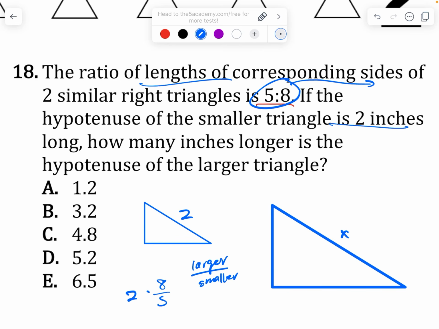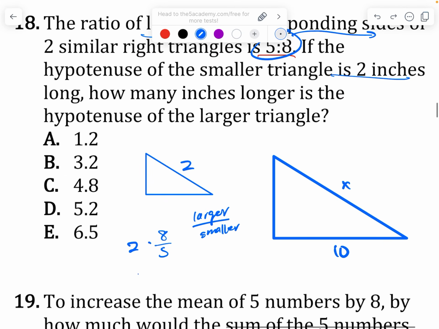But if I knew this was 10 and I was trying to figure out what's that same corresponding side length on the smaller triangle, I would do 10 times smaller number divided by a larger. This would end up giving me 10 times 5 over 8. Okay, and then I would get a slightly different answer.